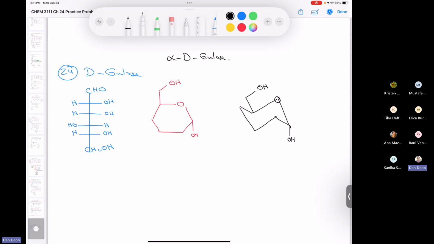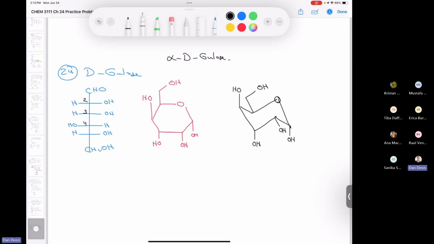Now, for carbons 2, 3, and 4, I see that the first two hydroxyls are pointing down, and the next one on carbon 4 is pointing up. So if I go carbon 2, down, carbon 3, down, carbon 4, up, like this. So the same thing on the chair, carbon 2, down, carbon 3, down, and carbon 4, up, like that.